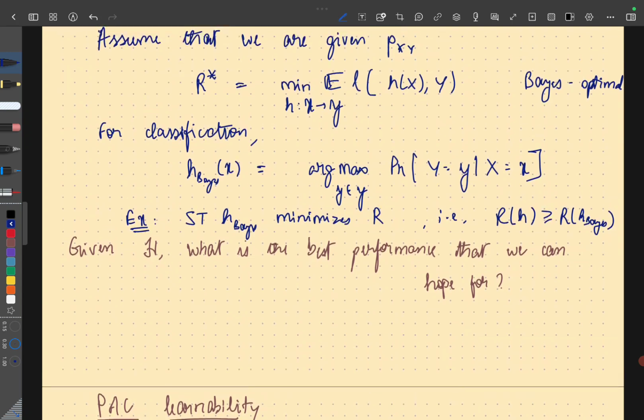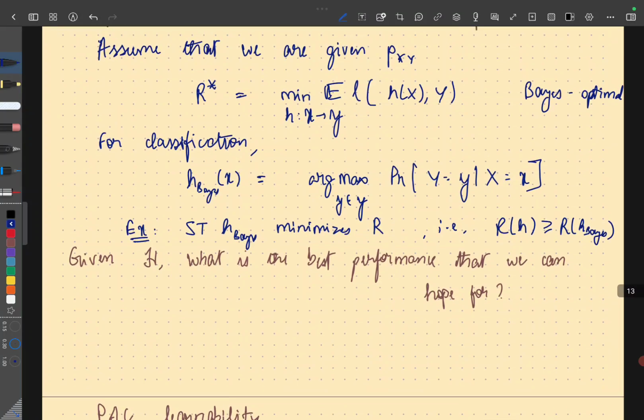So obviously this R star is a fundamental lower bound to any learning algorithm. No matter what you do, you can't improve over this. You can't achieve any risk which is less than R star. Of course, this R star depends on Pxy. That's something to be kept at the back of your mind. And the one that minimizes or achieves R star also depends on the distribution Pxy. So this is one fundamental lower bound to performance.